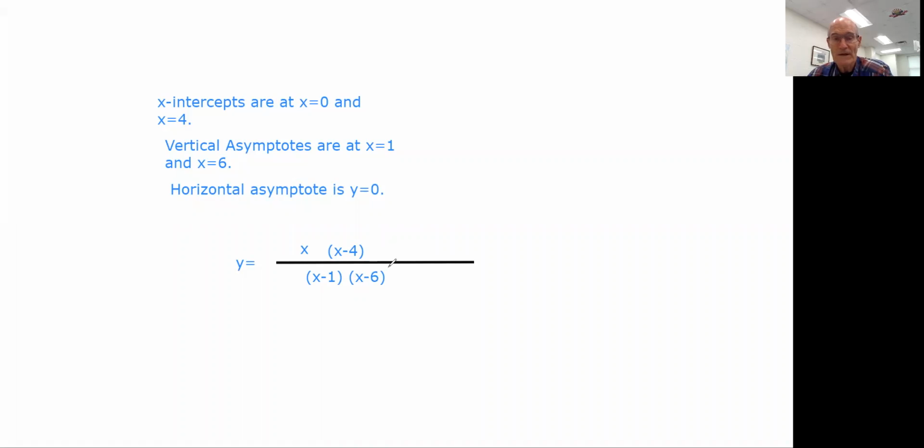So I would have to raise one of these two to a higher power. I could put a square right here on the x minus 6, or I could put the square on the x minus 1. So what you see is there is more than one solution to a problem of this type. You wouldn't want to add an additional x because that would change your vertical asymptotes, and that's not what you're supposed to do. So this is the type of problem we looked at today in class.